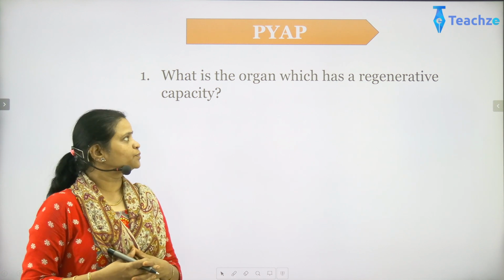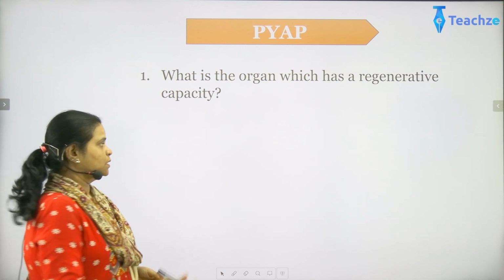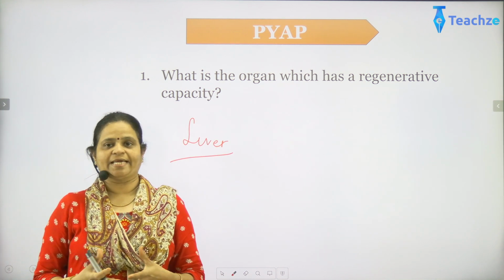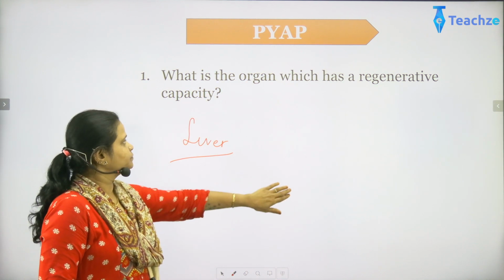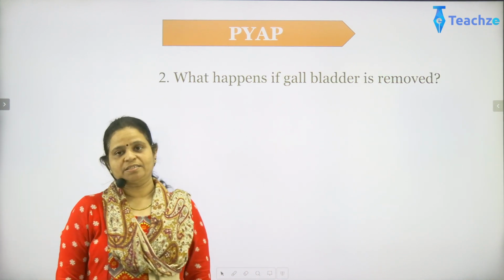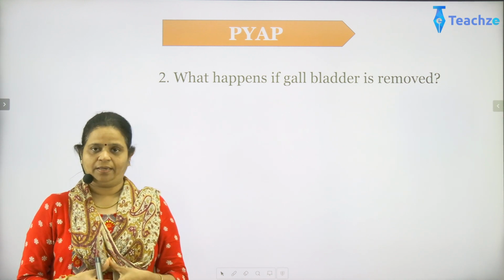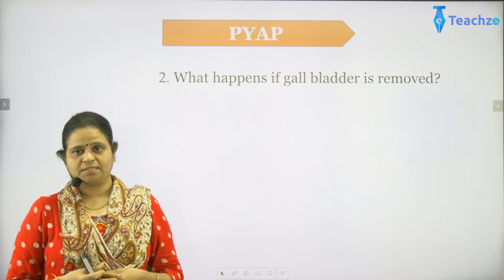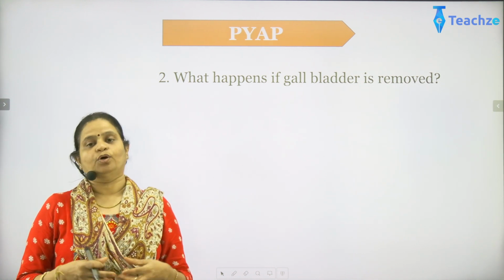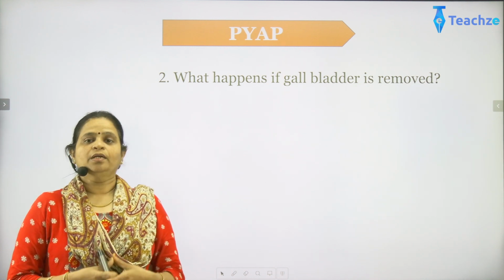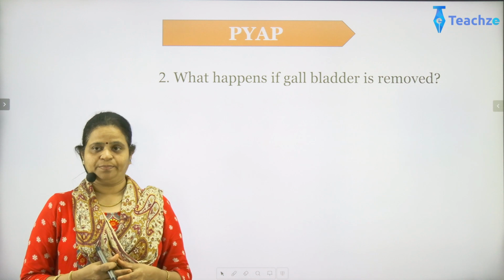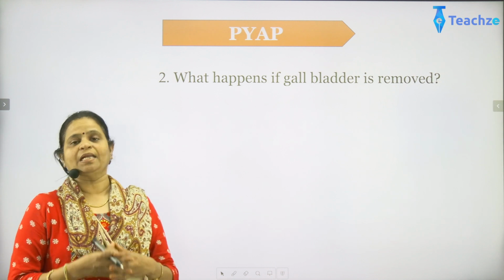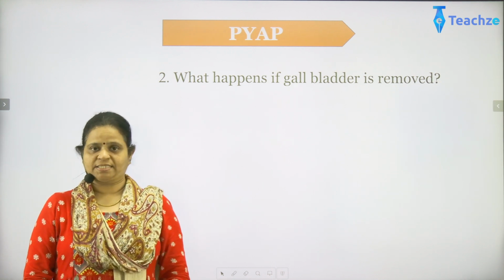Coming to the next question, which organ has the regenerative capacity? The liver is the only organ which actually regenerates itself. The next question: what happens if the gallbladder is removed? We know the gallbladder stores the bile, so it needs that compartment. If the gallbladder is removed for some reason, for example when gallstones form, there will not be any storage of bile, and the bile starts dripping little by little into the small intestine.